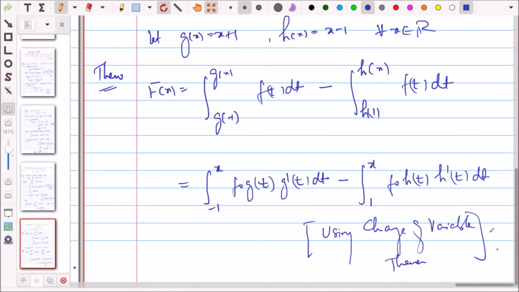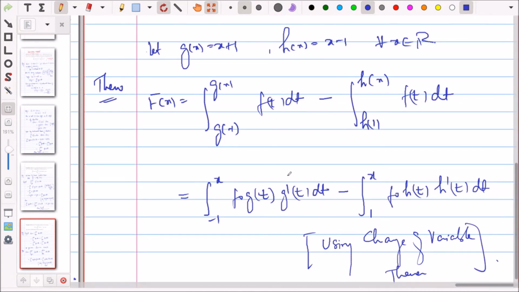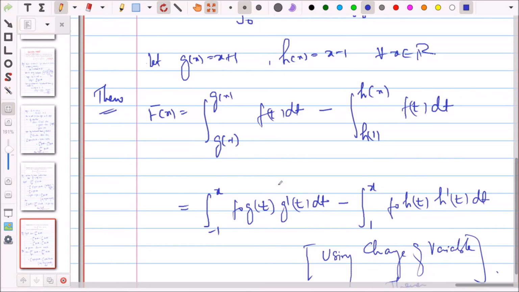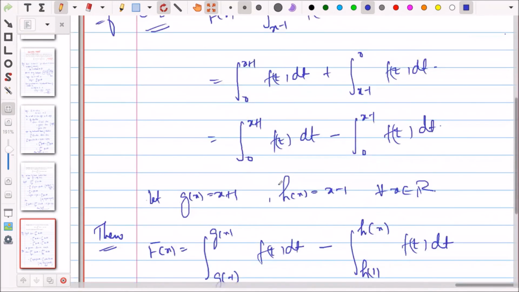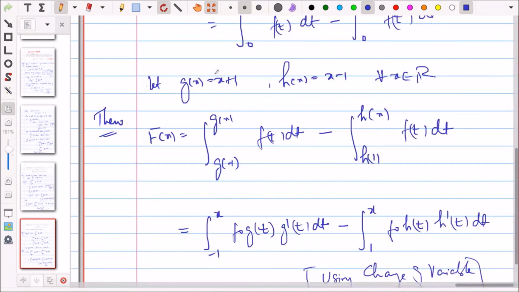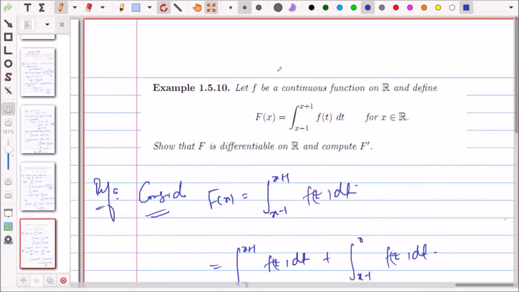So now we have to show that F is differentiable. F is differentiable means the integrand should be continuous. Both the integrands should be continuous. Is it continuous? What is g(x)? g is x plus 1. So g'(x) is 1, which is a constant function, so continuous, right? h is also a constant function, continuous. So g' is continuous, h' is continuous, g is continuous, h is continuous. And what about f? f is also a continuous function.